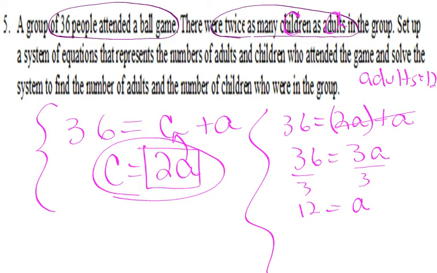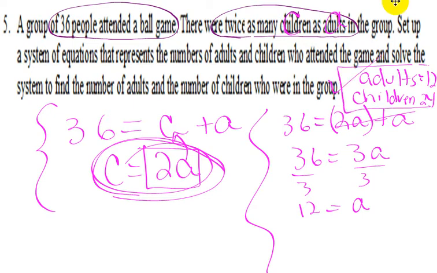All right, now how many children? Well, the children is twice the adults. So that means the number of children must be 12 times 2, which is 24. And that's your answer. 12 adults and 24 children.